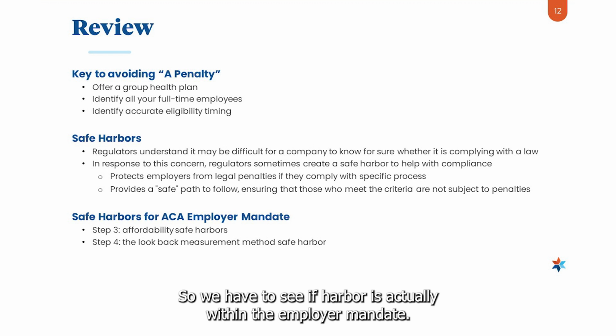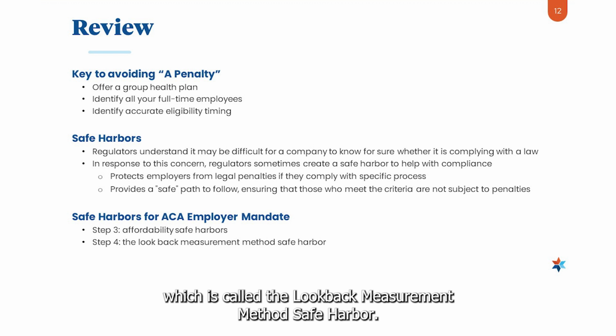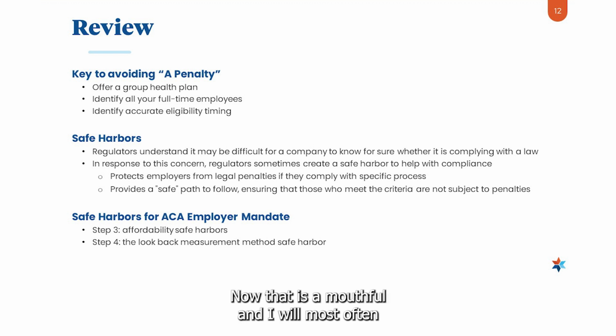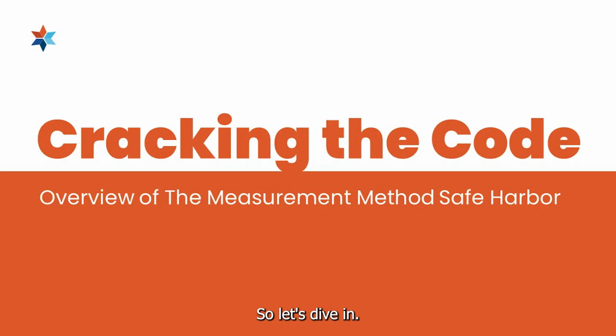So we have 2 safe harbors actually within the employer mandate. Step 3, like we talked about last week, has the affordability safe harbor. Remember, we had 3 options: the FPL method, the W-2 method, and the rate of pay method. We also have a safe harbor for step 4, which is called the look-back measurement method safe harbor. Now that is a mouthful, and I will most often just be referring to it as the measurement methods, but technically it's called the look-back measurement method safe harbor. So let's dive in now that we have that review.